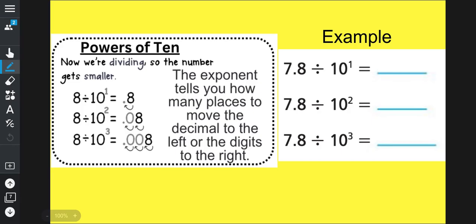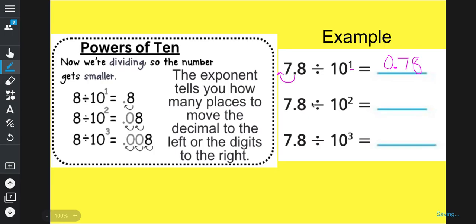Next is working on powers of 10. If we are dividing by powers of 10, we're going to make the number smaller. The exponent tells us how many places to move the decimal or to move the digits. We would move a decimal to the left, which means we move the digits to the right in order to make our number smaller. So in this case, we have a 1, so we're going to move the decimal one spot to make our digits smaller. So this is going to be 0.78.